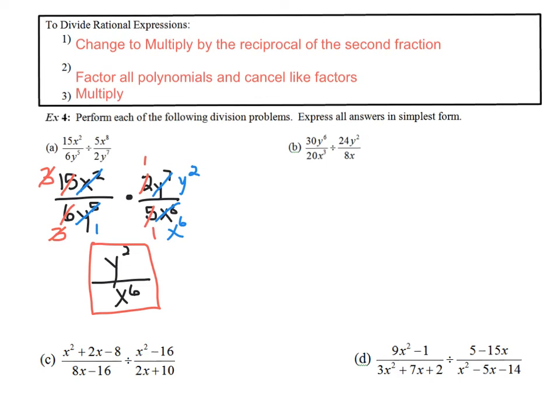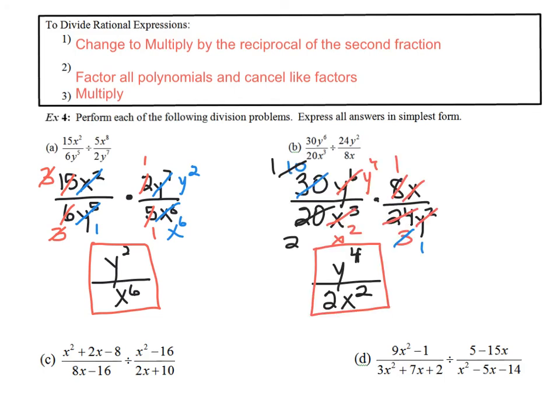Now pause the video for a few minutes and please do exercise B, and then come back and check your work. My answer is y to the 4th over 2x squared. So you can see that we did quite a bit of cancellation with the numbers, and then with the x variables and the y variables.